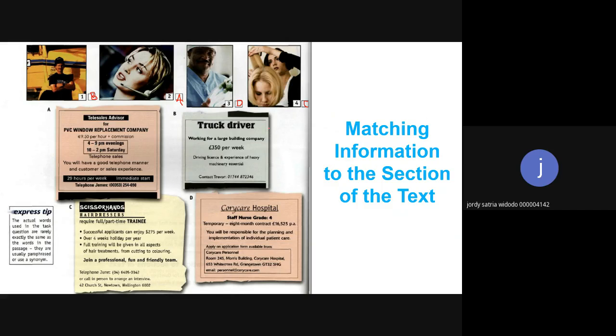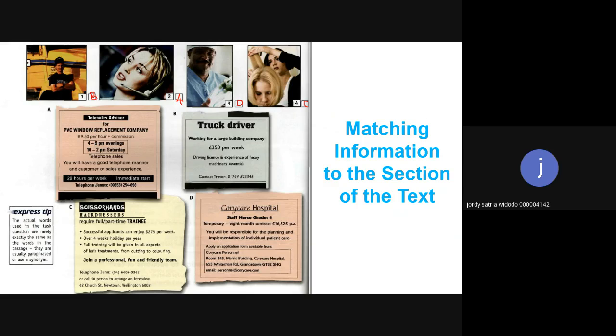Okay, we have matched the pictures with the advertisements. So this is the kind of feature that you are going to do later in IELTS reading tests for general training purposes. Okay, so the express tip here.